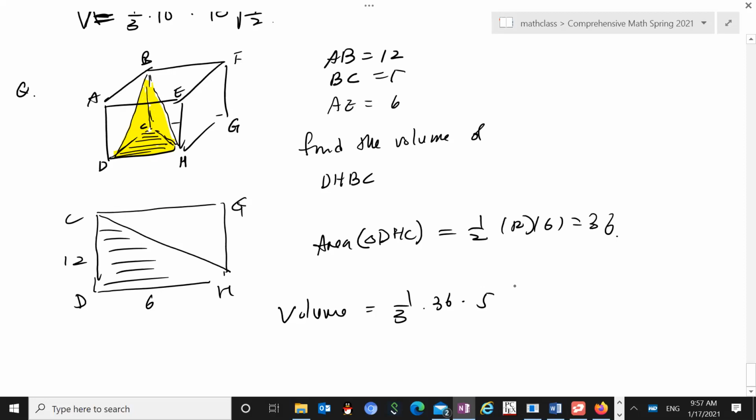Oh, 8. Yeah, I put 8 here originally. Yeah, 6 is fine, it's not a big deal. BC, let me check. BC is 8. Yeah, that's what I put. So after you multiply this out, it's 96.